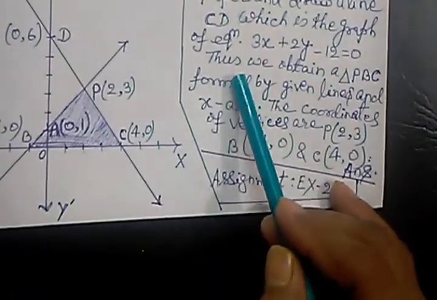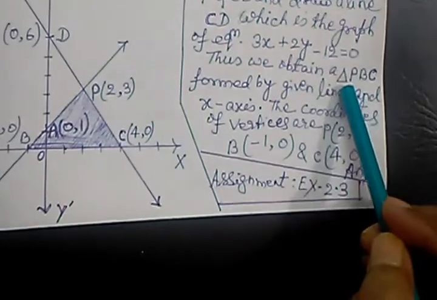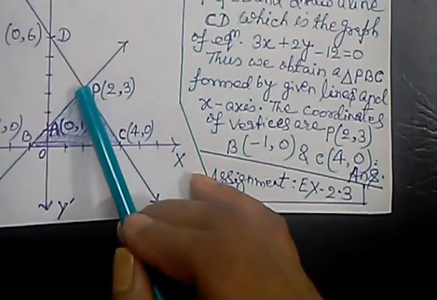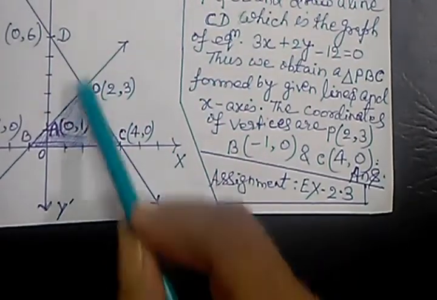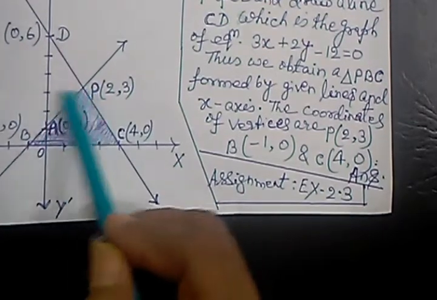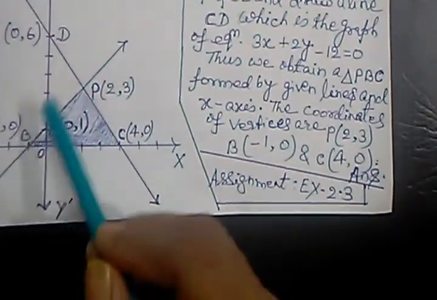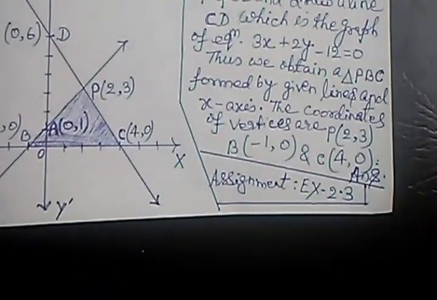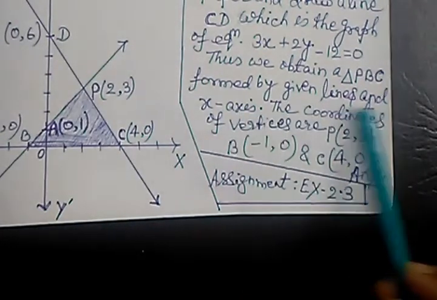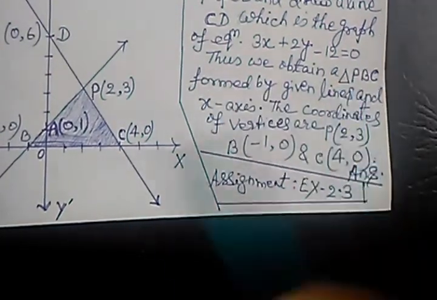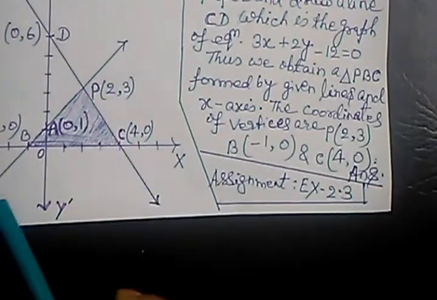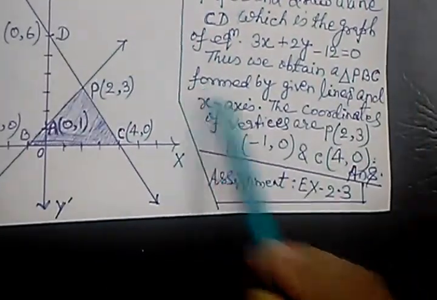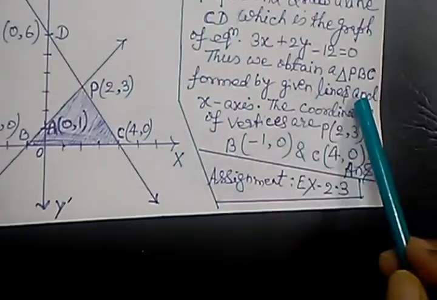Thus we obtain a triangle PBC. You see, both the lines AB and CD intersect at P. The coordinates of P: on the y axis this is 1, 2, 3, and on the x axis it is 1, 2. So the coordinates of P will be (2, 3). As I have already mentioned, thus we obtain a triangle. You see here, PBC is a triangle, the triangle PBC formed by the given lines.